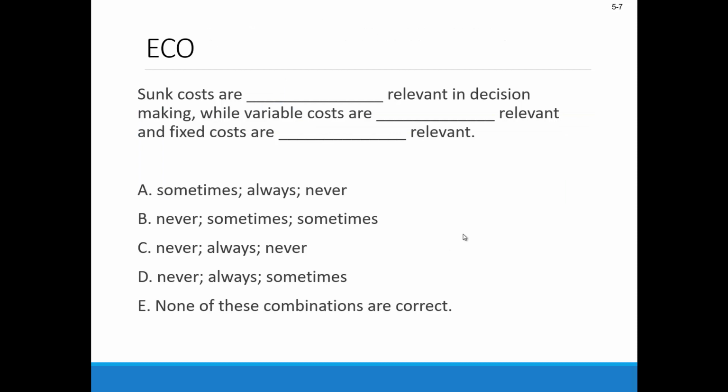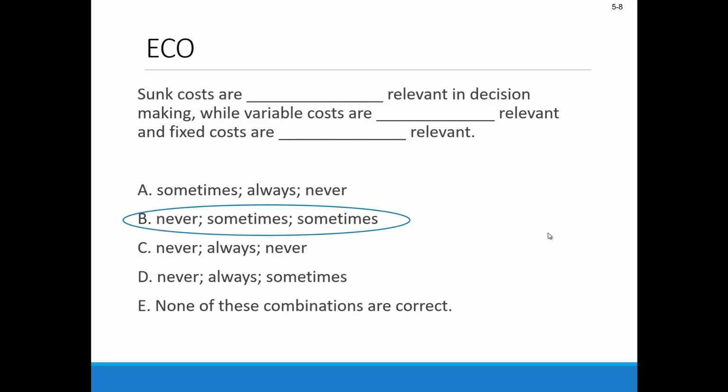So let's try a practice question here. Sunk costs are blank relevant in decision making, while variable costs are blank relevant, and fixed costs are blank relevant. Give that one a quick thought as far as relevance and cost behavior goes, and then come back for the answer.